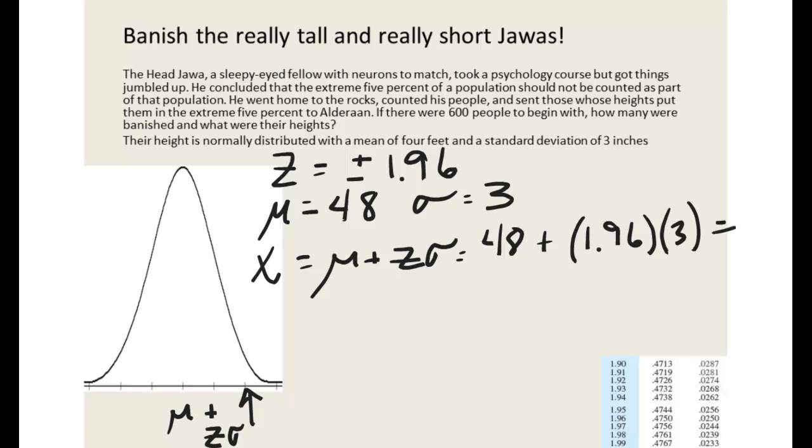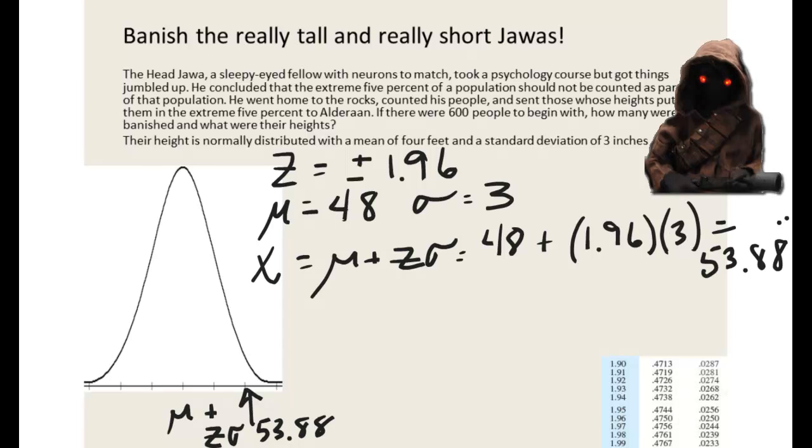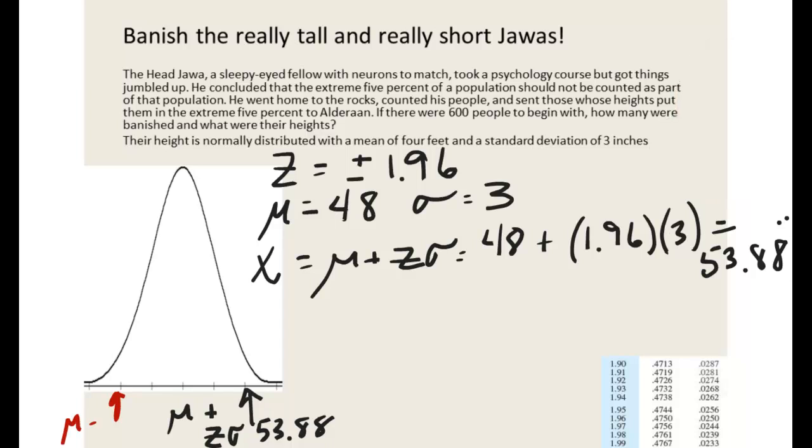So I can say 48 plus 1.96 times 3, with 3 being the standard deviation and 48 being the mean expressed in inches. And I end up with an extreme tall height of 53-ish inches, 53.88 inches. I just got this image of a Jawa holding up a meter stick or a yardstick and measuring in inches. Oh my.